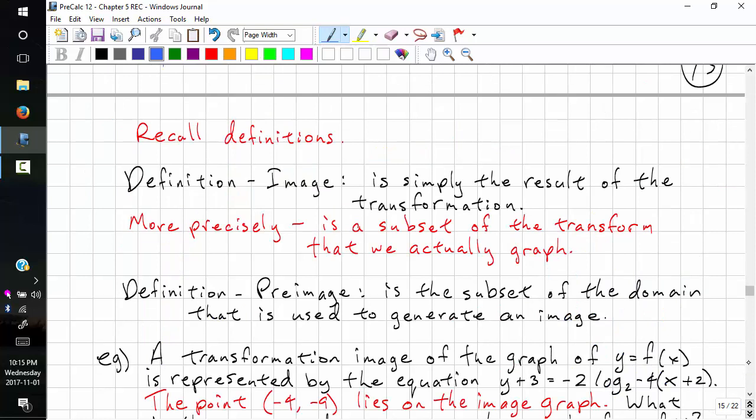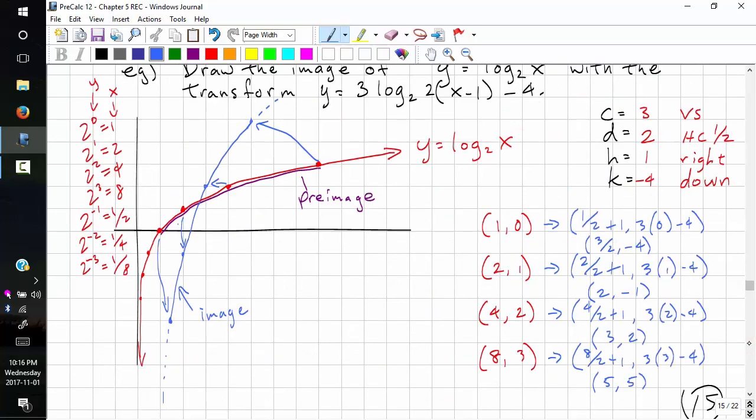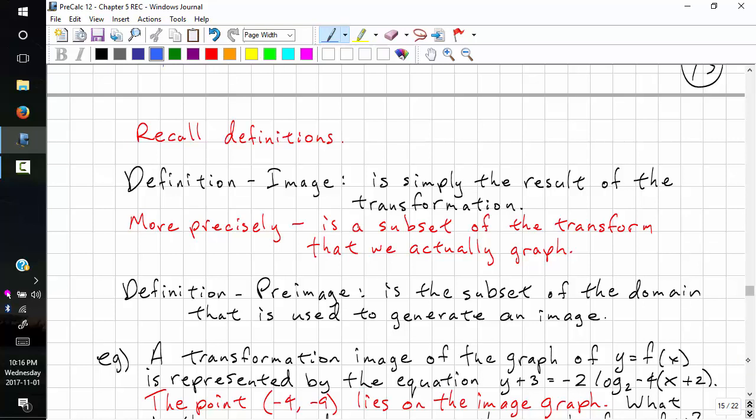And flipping back over to the other page, the pre-image is a subset of the domain that is used to generate an image. So the pre-image is this purple line, and it's a subset of the whole red line. Okay, let's go back to the next page. And just to be clear, subset just means part of the whole.